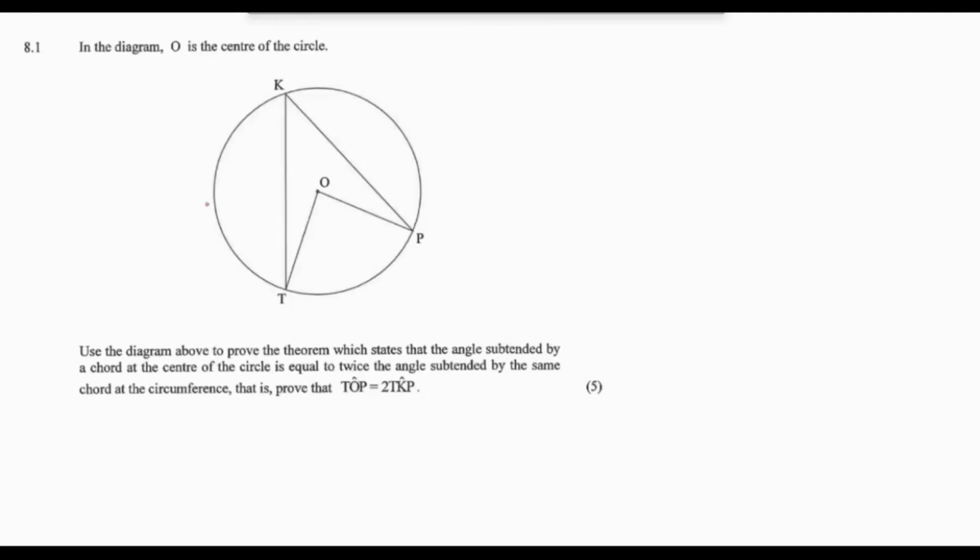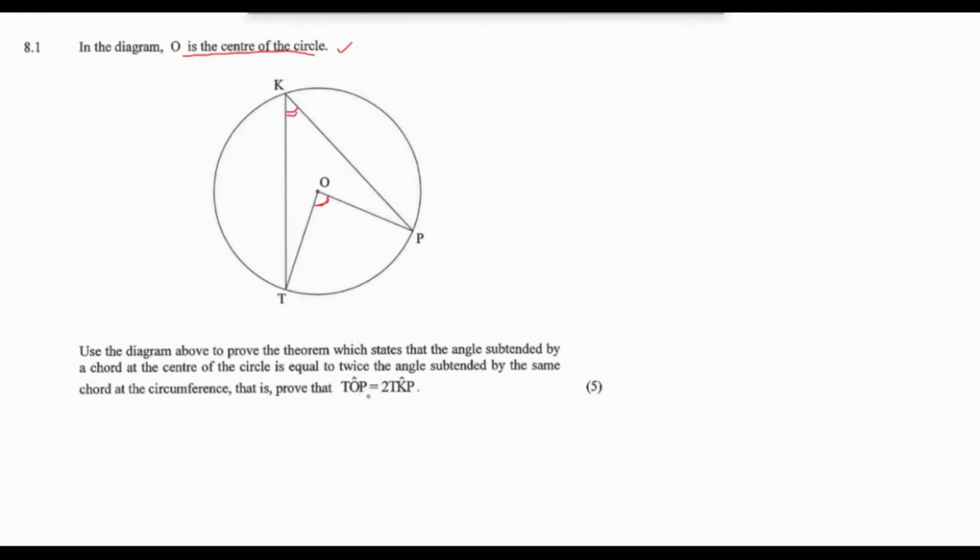Welcome back. Let's do question 8. In the diagram, O is the center of the circle. So we have to think about the center theorems here. Use the diagram above to prove the theorem which states that the angle subtended by a chord at the center of the circle is equal to twice the angle subtended by the same chord at the circumference. That is, we have to prove that angle TOP, this angle, is equal to 2 times angle TKP.